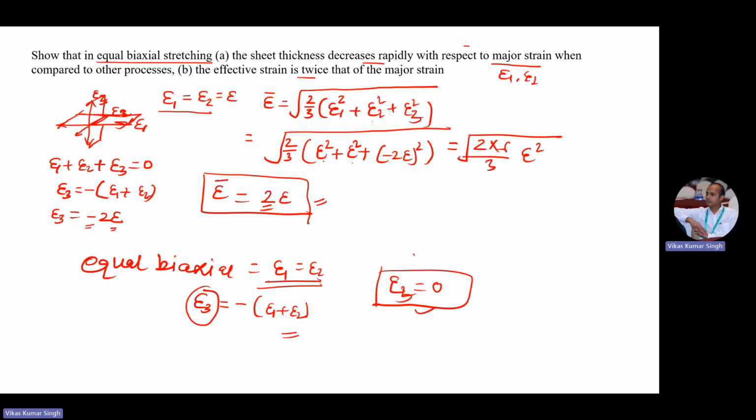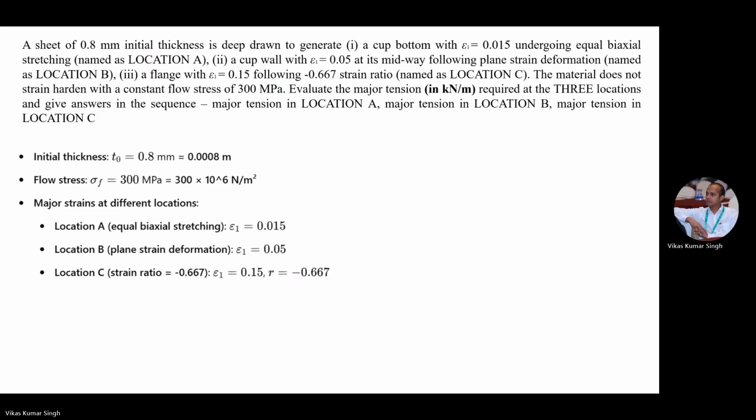So going to the next question. Here this is a little long, means the content of the question is too much, but don't worry, we can solve this problem easily. You just have to follow all the concepts. Here it is given a sheet of 0.8 mm thickness. This sheet of 0.8 mm thickness is deep drawn to generate a cup. So this is going to be something like this. A cup they are making like this.